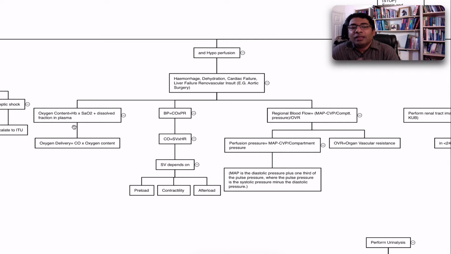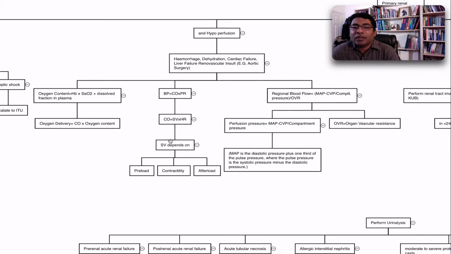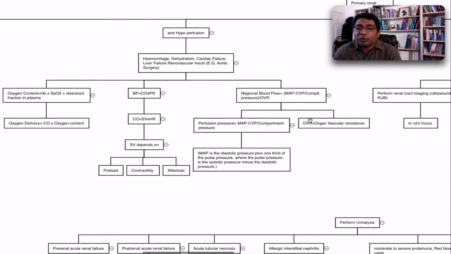Okay, and we also ought to know that the cardiac output, which is responsible for this flow, is determined by the stroke volume and heart rate. It's a product of stroke volume and heart rate, and the stroke volume depends on three factors: preload, contractility, and afterload. So each of these, if affected, can in turn affect the cardiac output, and in turn can affect the oxygen delivery.